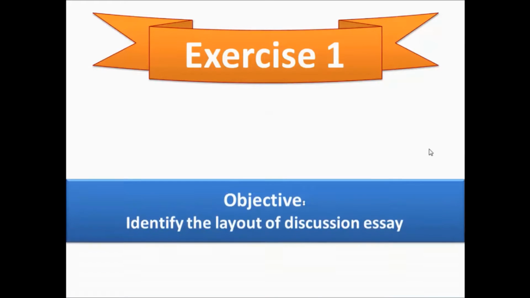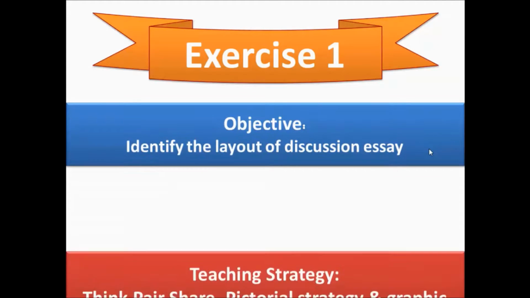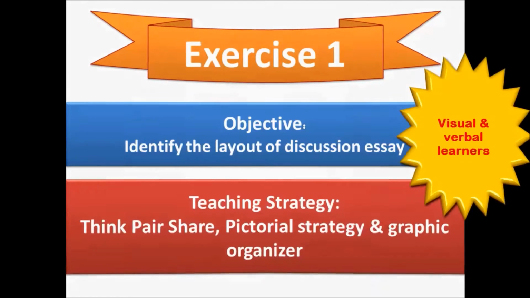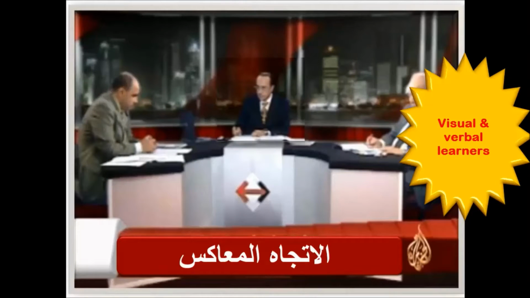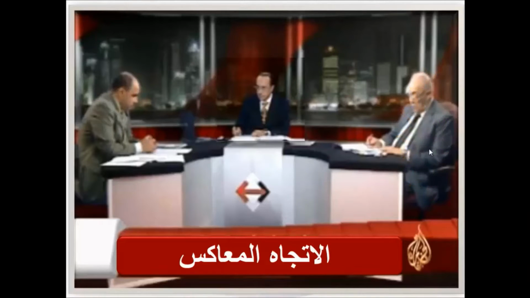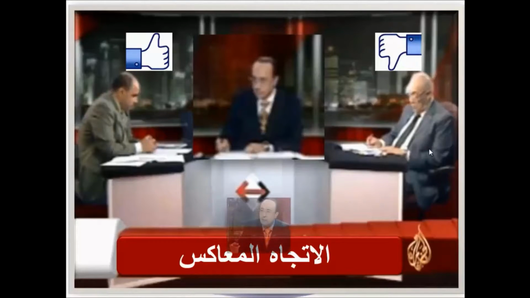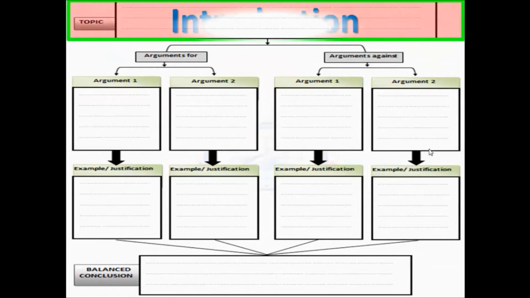My first exercise was to identify the layout of a discussion essay. I used some strategies such as think, pair, share, pictorial strategy, and graphic organizer to suit visual learners. I used the opposing direction program to show that our discussion essay is the same. Faisal Al-Qasim starts with an introduction. One of the guests is supporting the issue and the other is opposing, and finally Faisal concludes. This is the same as we use in our discussion essay.